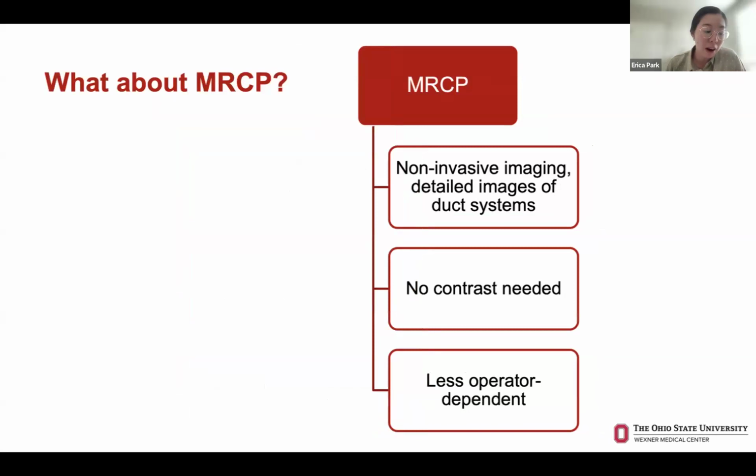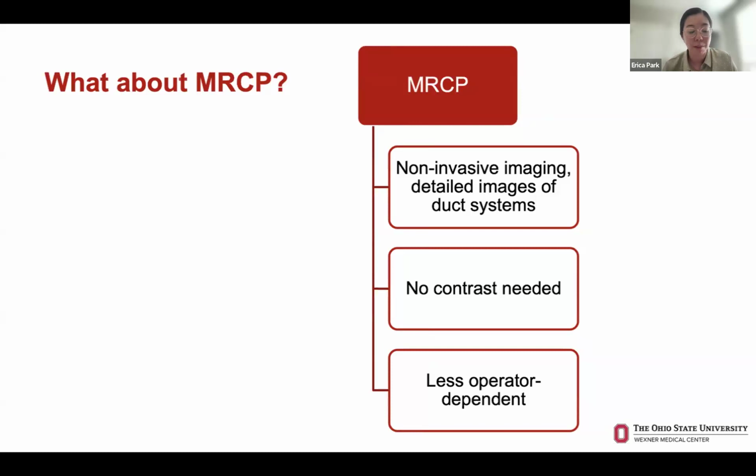We then have to ask about MRCP as well. MRCP is non-invasive imaging that can provide detailed images of the hepatobiliary and pancreatic duct systems. This is useful when diagnosing conditions such as pancreas divisum, choledochocele, anomalous pancreaticobiliary junction, or annular pancreas.